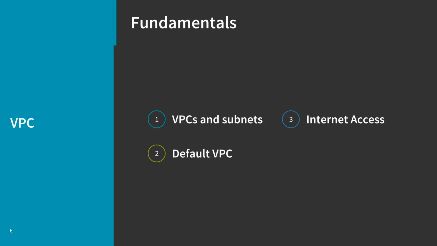A subnet is a range of IP addresses inside your VPC. You can launch AWS resources into a specified subnet. Use a public subnet for resources that must be connected to the internet, and a private subnet for resources that won't be connected to the internet. To protect the AWS resources in each subnet, you can use multiple layers of security, including security groups and network access control lists, or ACLs.